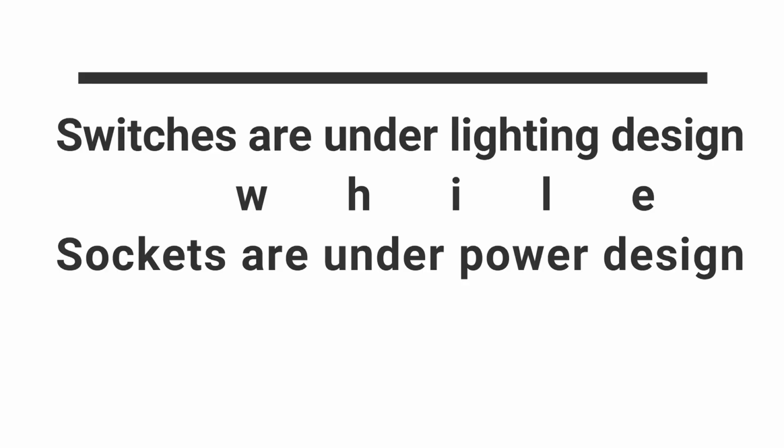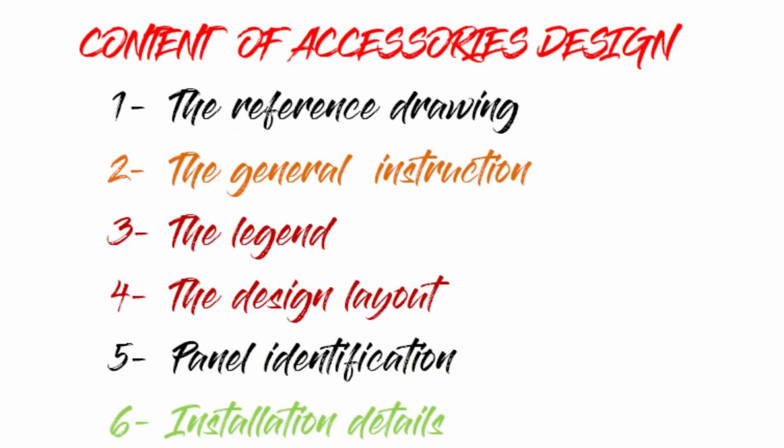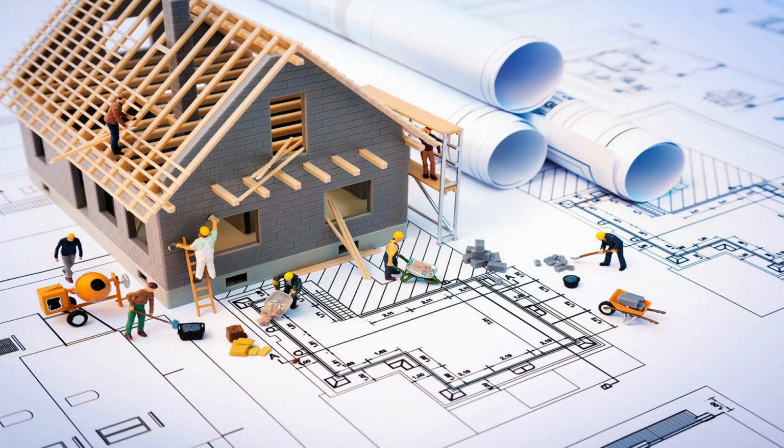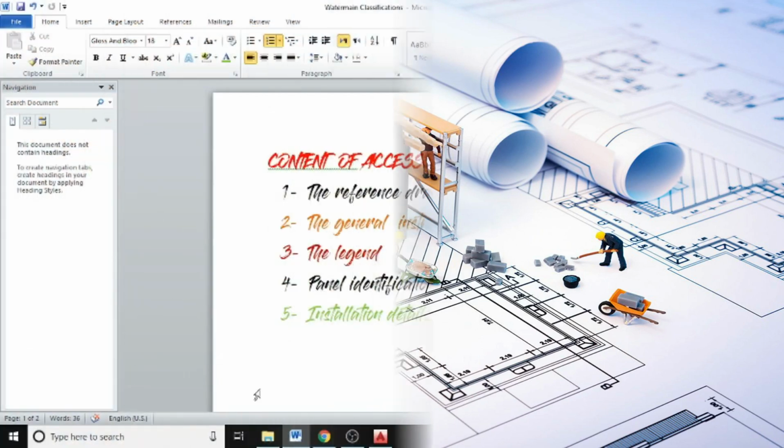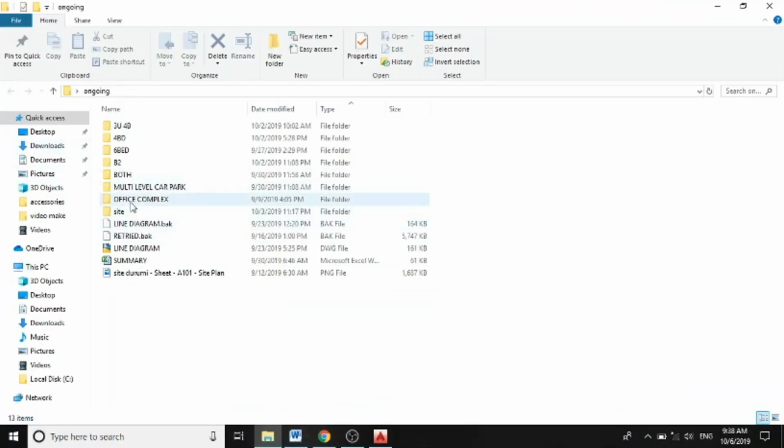Before I proceed, I'd like you to understand that switches fall under electrical lighting system design, while sockets fall under the power design, but both designs must have the following content. 1. The reference drawing, which is the architectural drawing. We'll be using this project as a case study.